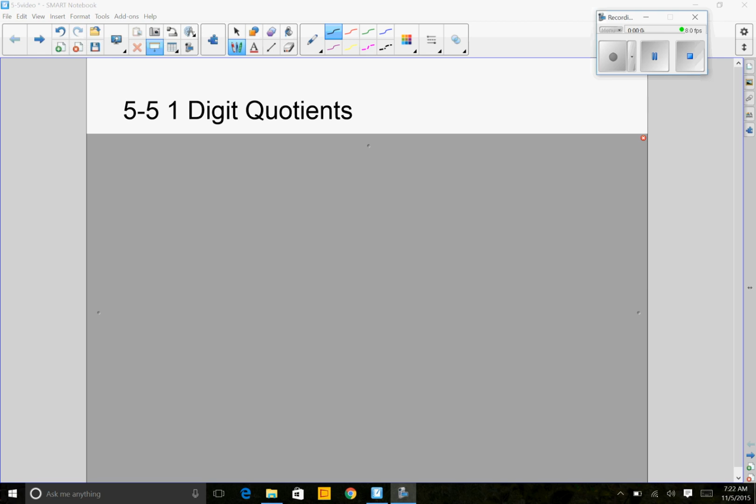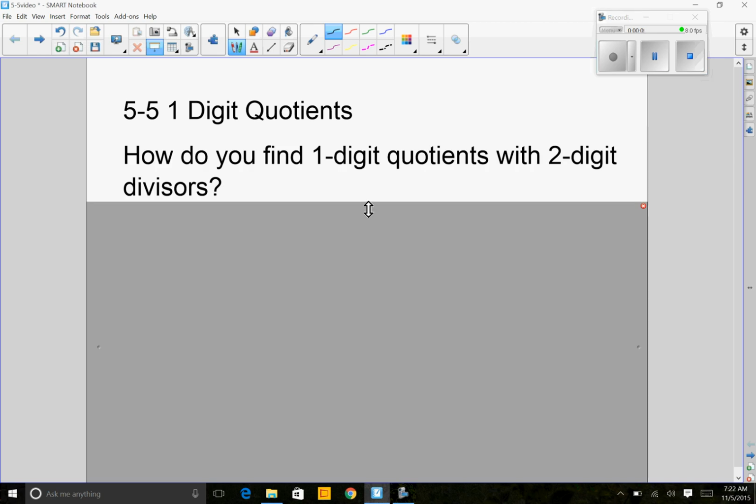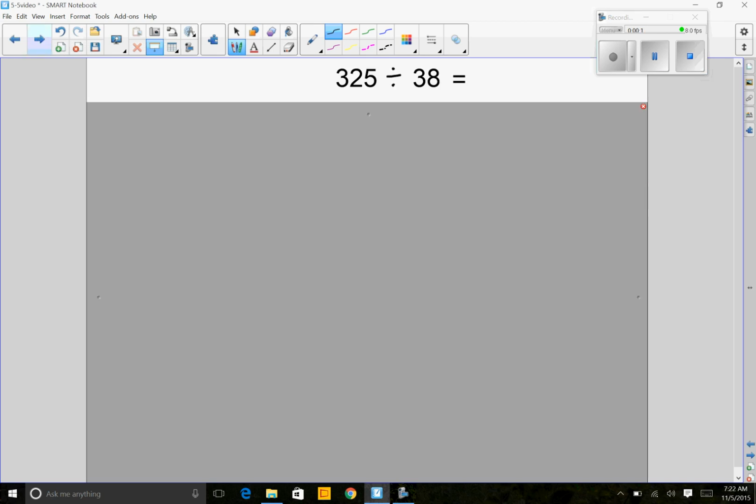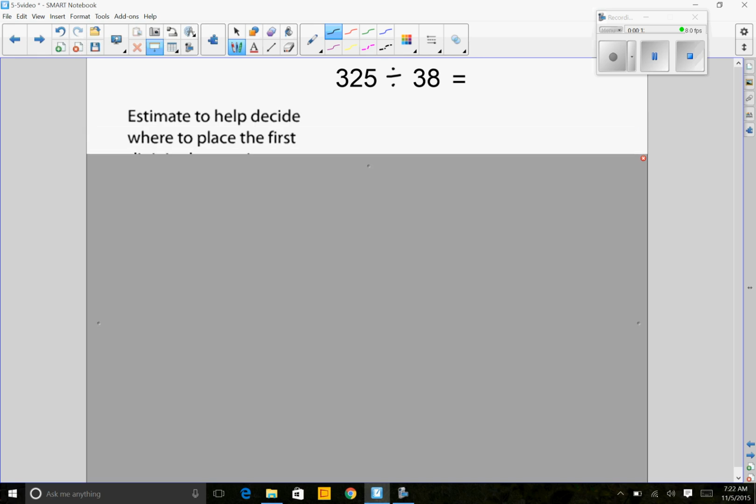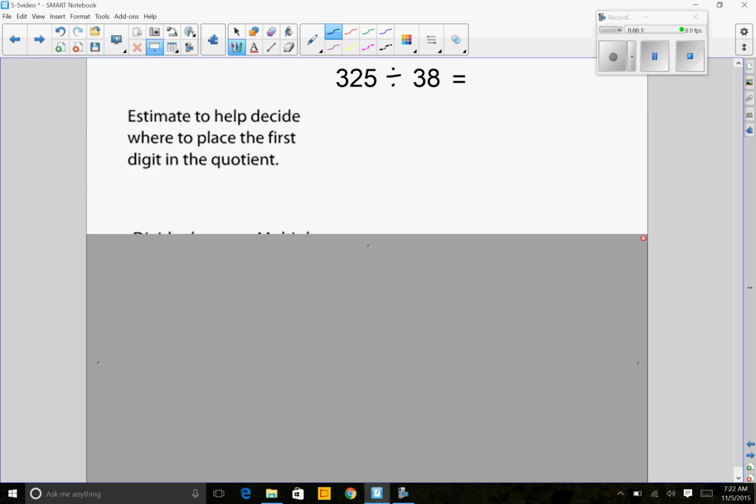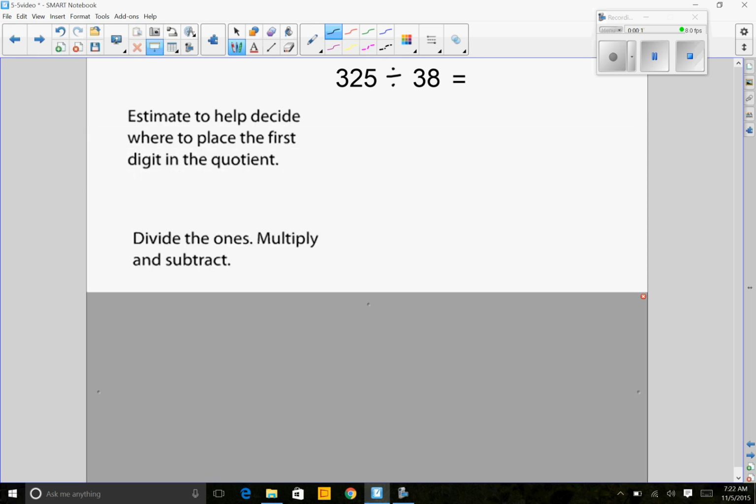Welcome to Topic 5, Lesson 5, One-Digit Quotients. We're going to be talking about how we find one-digit quotients with two-digit divisors. So our first problem we're going to do is 325 divided by 38. And what we're going to do is start by estimating.